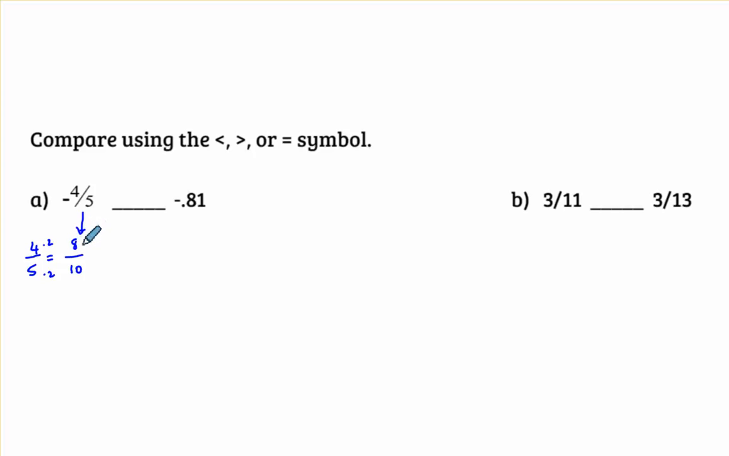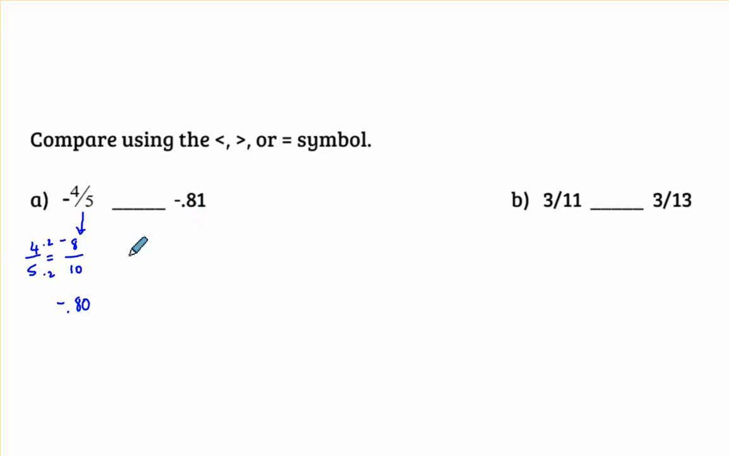So I'm going to wind up with 8 tenths, which of course would be negative. And as a decimal, that is negative 0.8. Right? Tenths is always just one place after the decimal. Now, since we're comparing this to this decimal that has 2 places after the decimal, we can just go ahead and add a 0. And now it should be fairly straightforward.